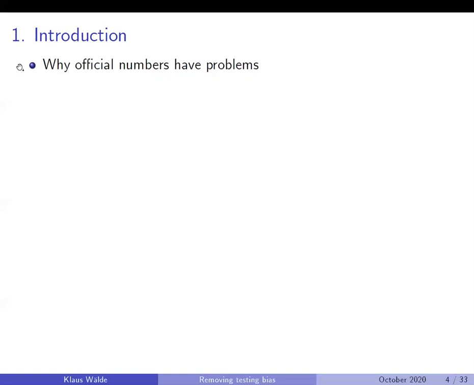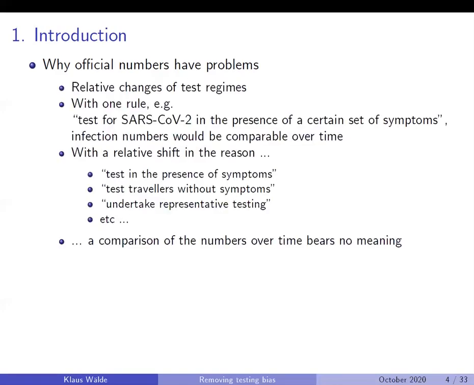Why is it that official numbers have problems? Before I go into the main part of the talk, let me give you the answer intuitively. Official numbers have problems because of the types of testing. What do I mean? Well, it's not simply one type of test we undertake. We undertake tests for several reasons. If we had only one reason for which a test is undertaken, then everything would be fine. Then we would have a measure that is comparable over time.